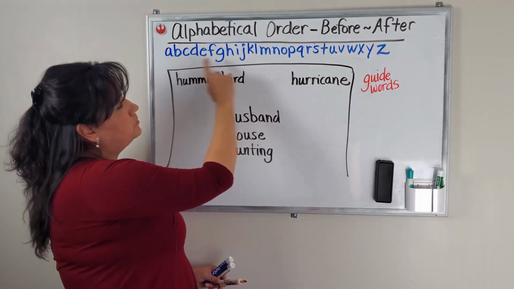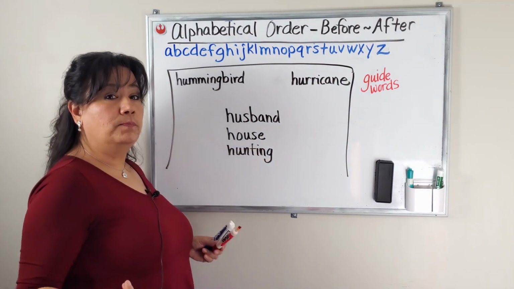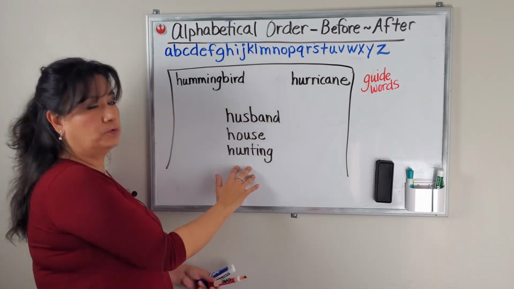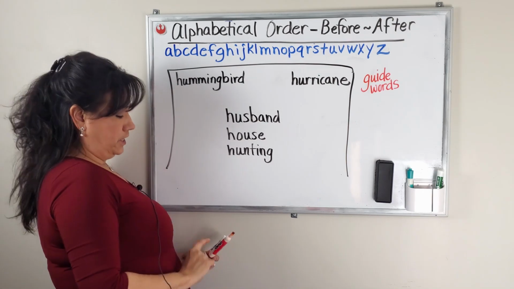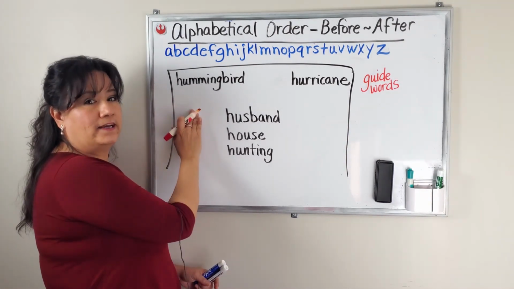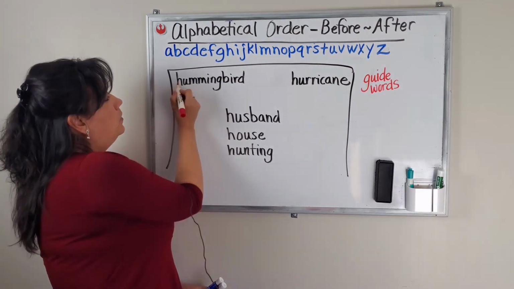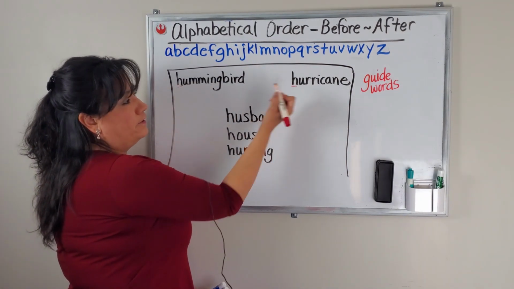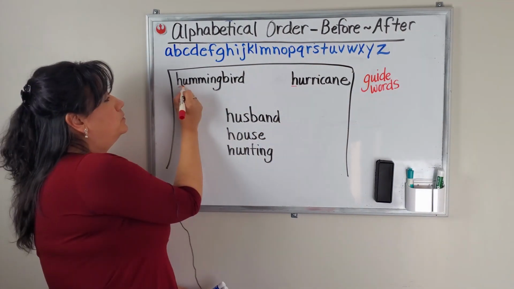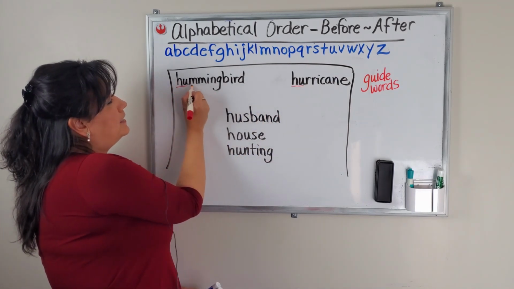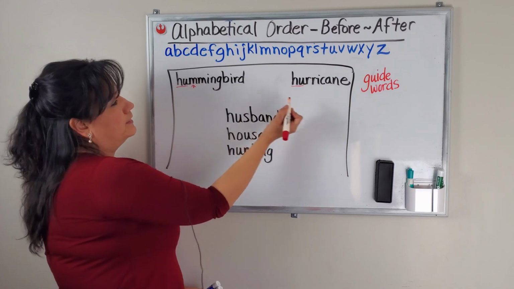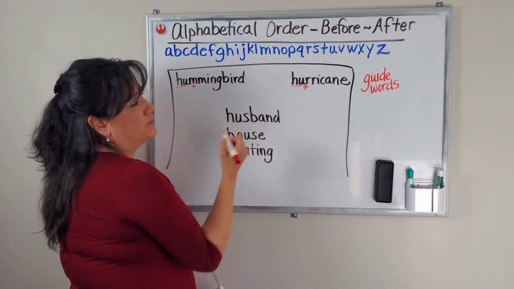So we are going to use our alphabet again to help us decide if these three words are found on this glossary or dictionary page. Let's go ahead and take a closer look at our guide words. We know that they both begin with the letter H. We look closer, they both have the letter U, but that's when we have to look at the third letter, and they have different letters.